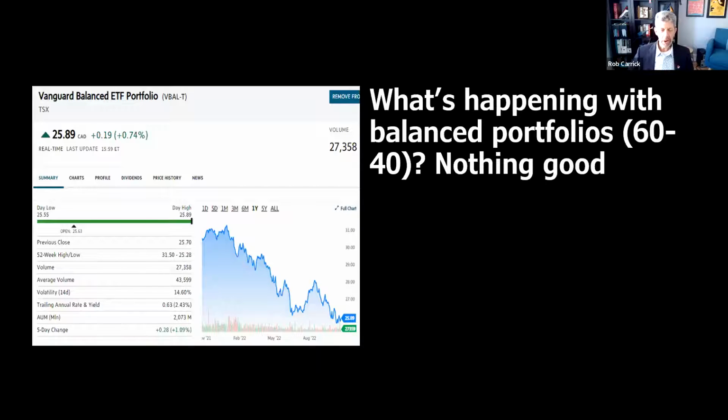Portfolios like this are down around 12% this year. And that is worse than if you had just held stocks. So that's pretty shocking, because the idea is you balance the portfolio to avoid the worst of the stock market. This year, you've balanced your portfolio and you've done worse than the stock market. So where does that leave investors?